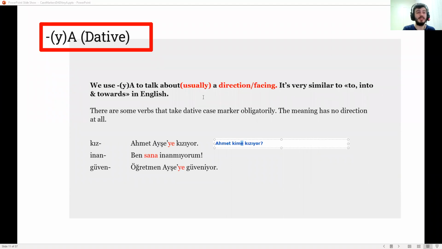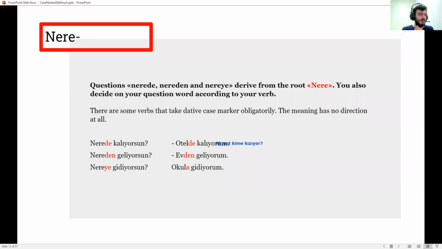We can also ask kimden. We can also ask kimde. Everything can take a case marker except the verbs. So we have nerede, nereden, nereye, and the answers should also be the same. And that's what I most of the time tell my students.